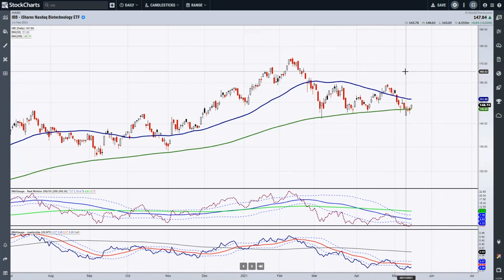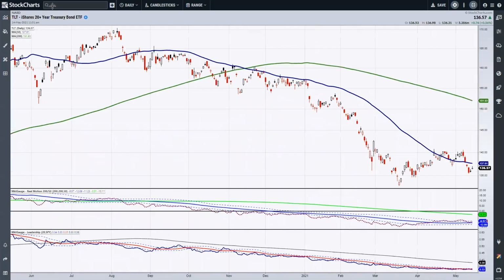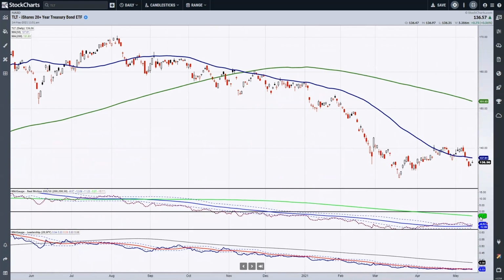Now, of course, we always have to consult the outliers as well. So let's take a look at a few of my favorites. The TLT is the treasuries, the 30-year treasuries. Everybody's getting real negative, of course, feeling that the Fed is going to be more into tapering, and also the potential of raising the rates as inflation takes hold.